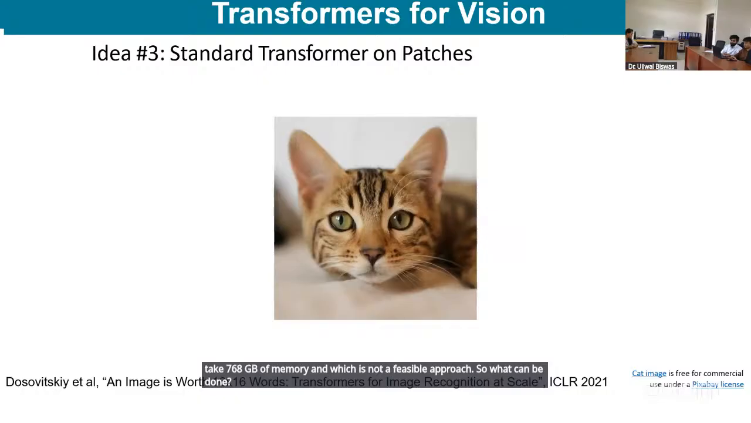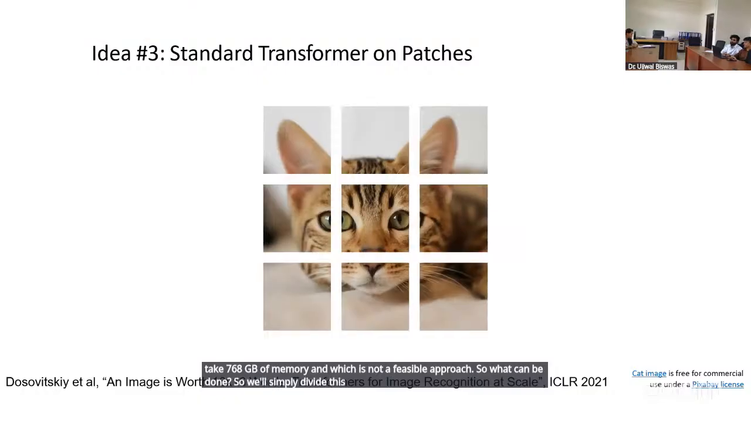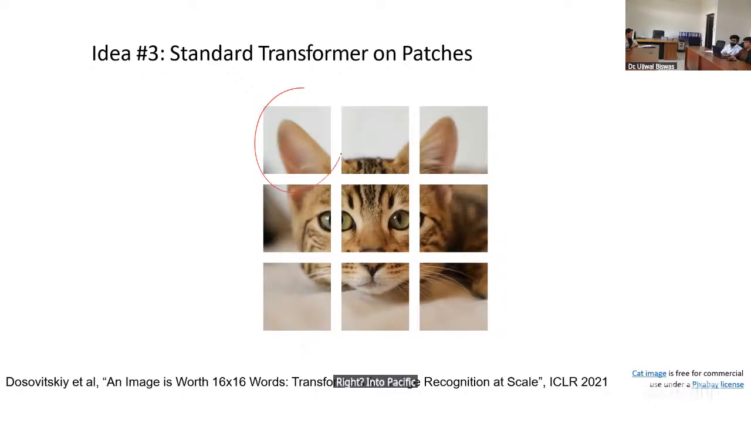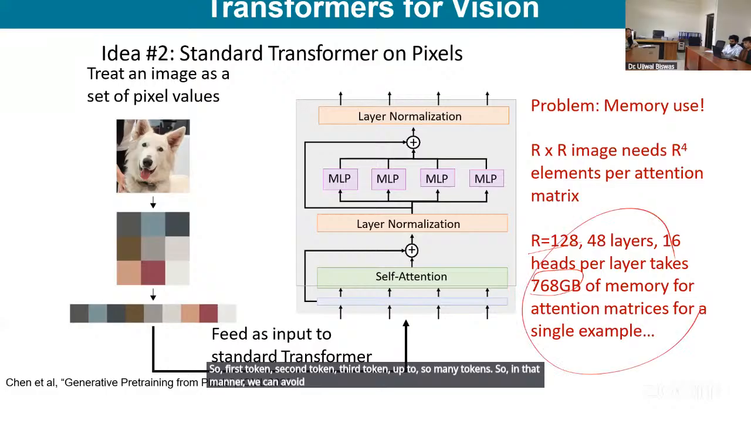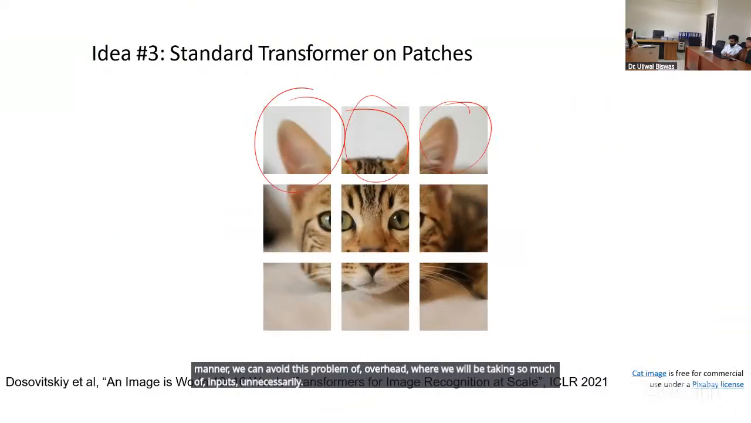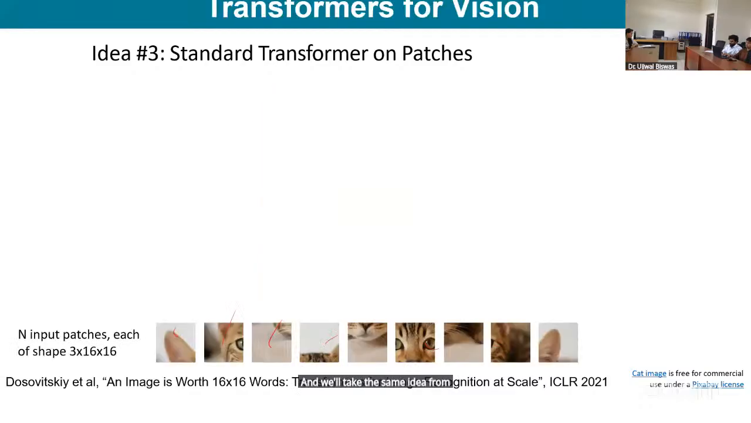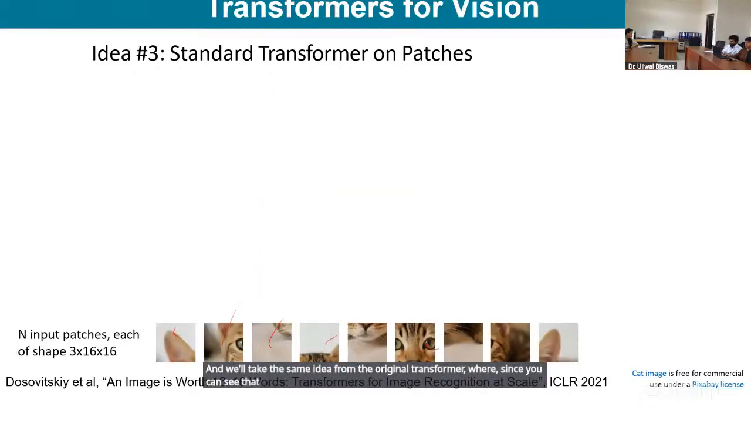We'll simply divide the image into patches. We'll take this as one token, another token, third token, like that. So this is the building block. First token, second token, third token, up to so many tokens. In that manner, we can avoid this problem of overhead where we would be taking so many inputs unnecessarily. And we'll take the same idea from the original transformer: since this has been broken up, we don't know the order, it has become a maze or a puzzle.